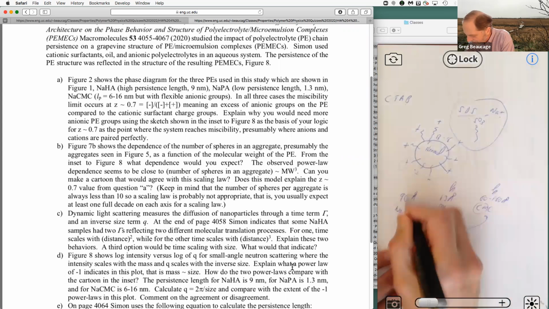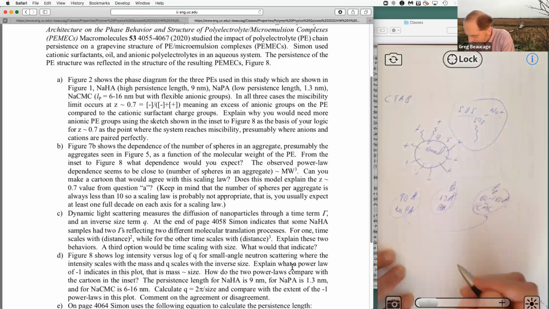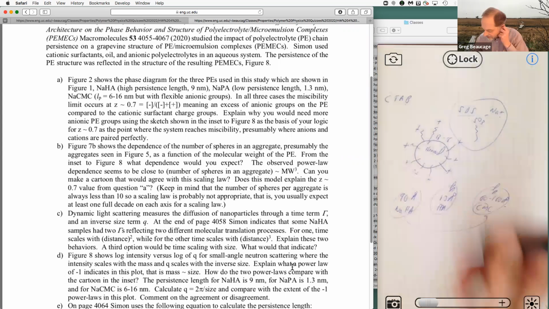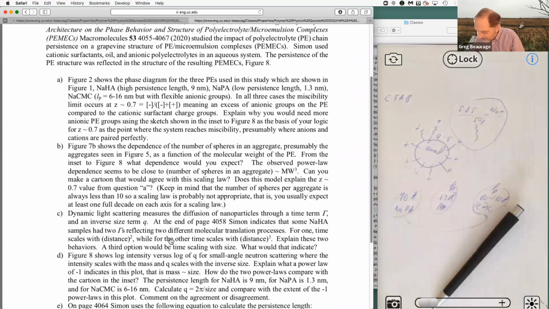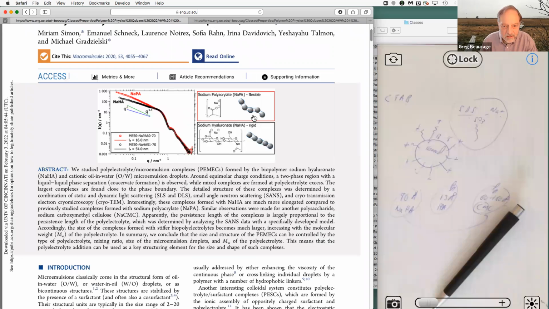So these are rigid, pretty rigid chains. This is a little bit more flexible, right? Depending on the charge, those values will change because they're polyelectrolytes. The idea of this paper is that you can make what they used to call a grapevine structure. So you have polyelectrolytes, these are anionic polyelectrolytes. Sodium's a counterion, it's positive, and then this carboxylic is negative.